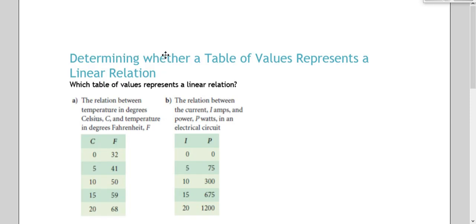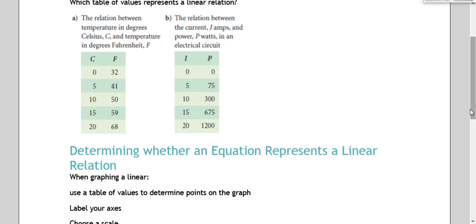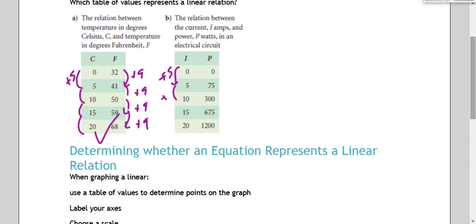Determining whether a table of values represents a linear relation. So if we check here, this goes up by 5 for each of these, and this one goes up by 9, 9, 9, 9. So this one is a linear relation. This one goes up by 5 each time. This one goes up by 75, and this one goes up by 225. So this one is not a relation. You don't have to check any farther. As soon as it no longer fits the pattern, it's gone.